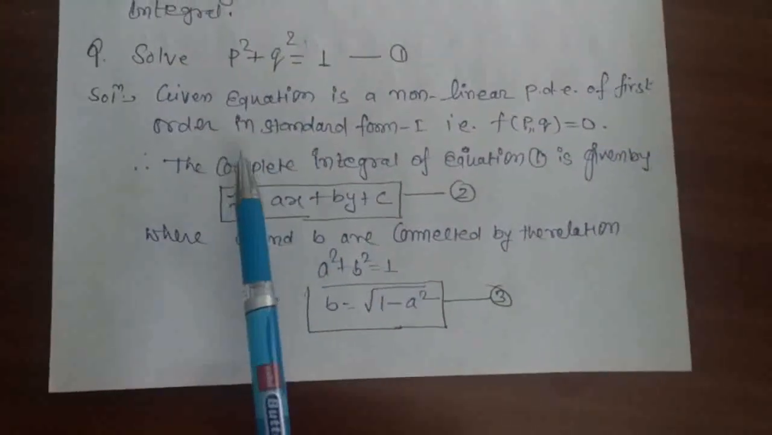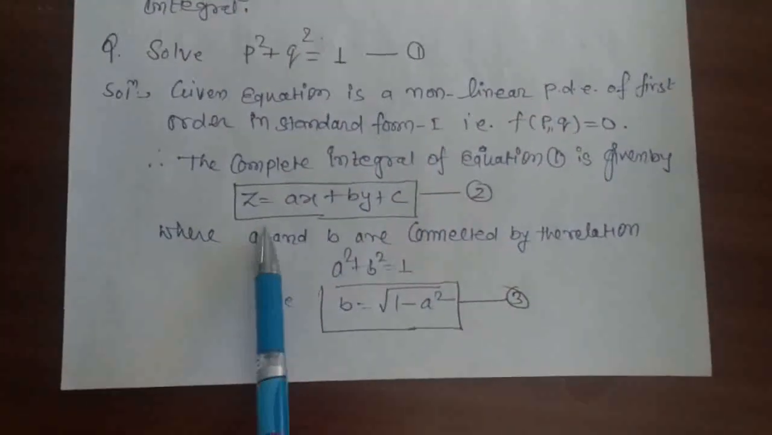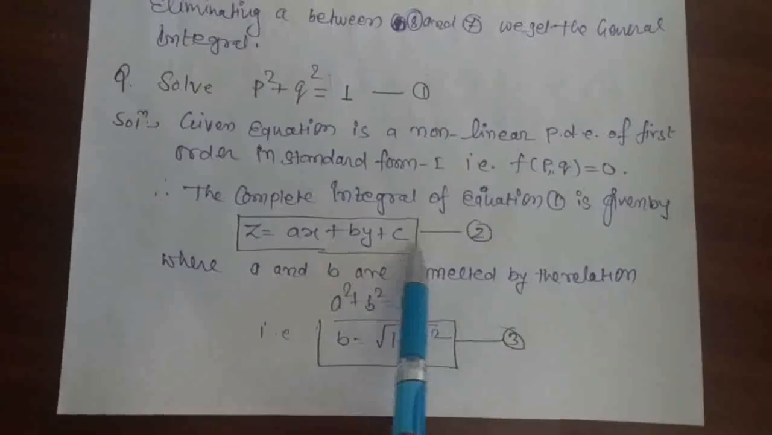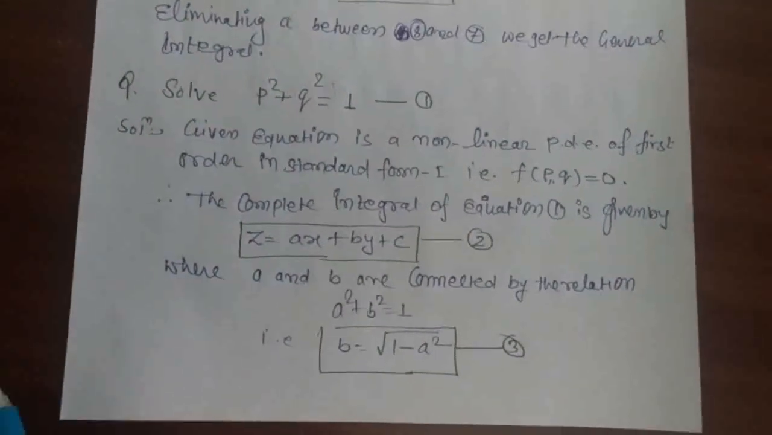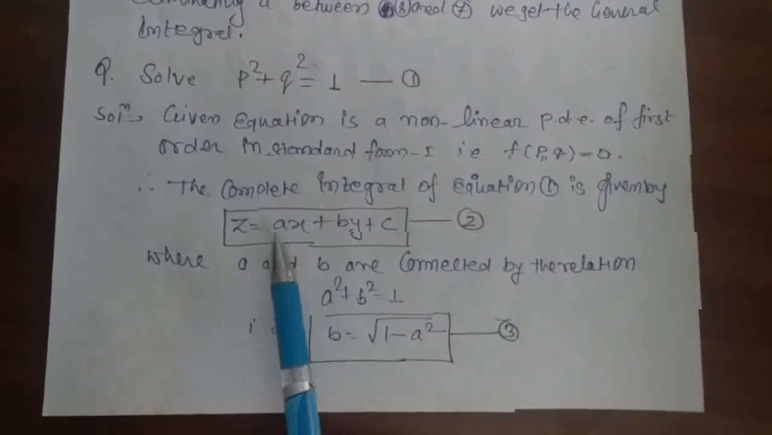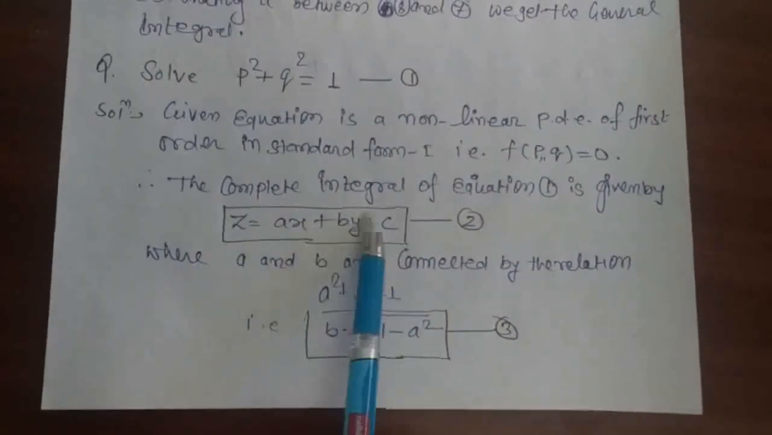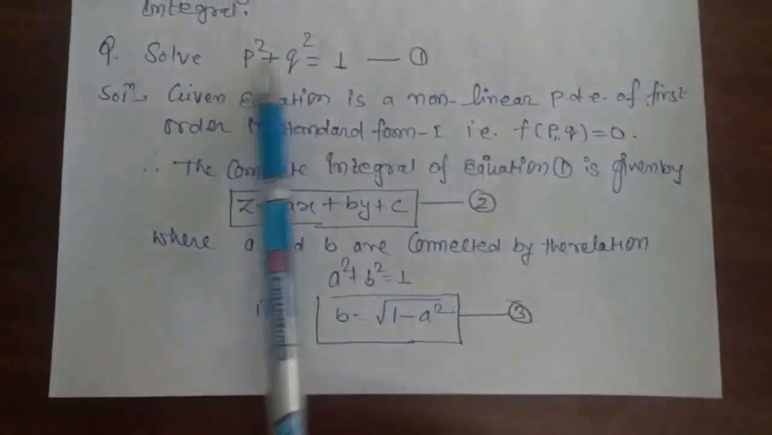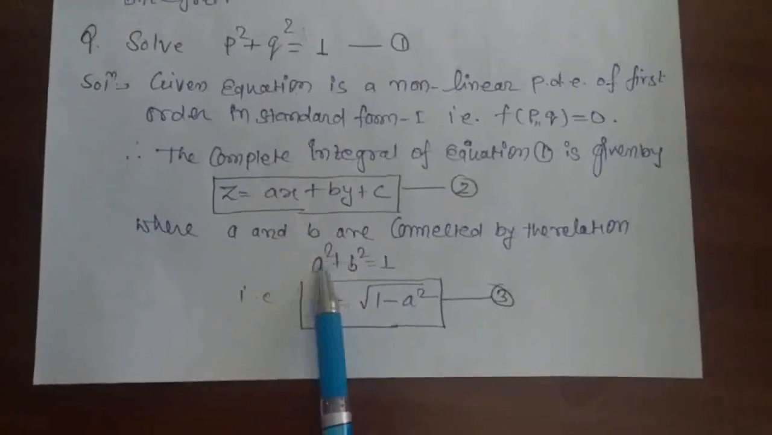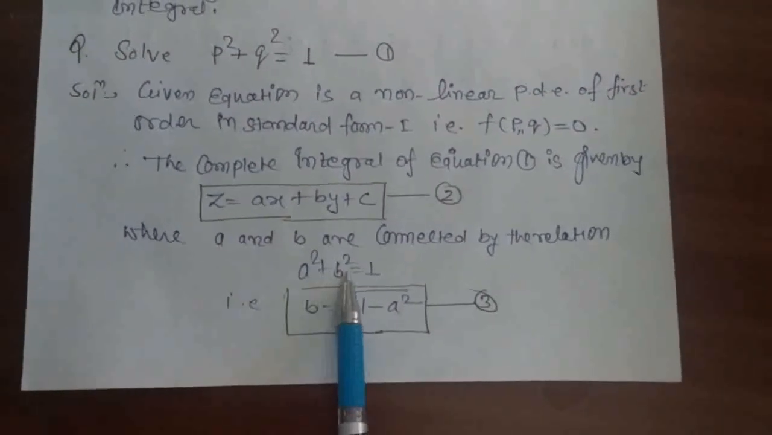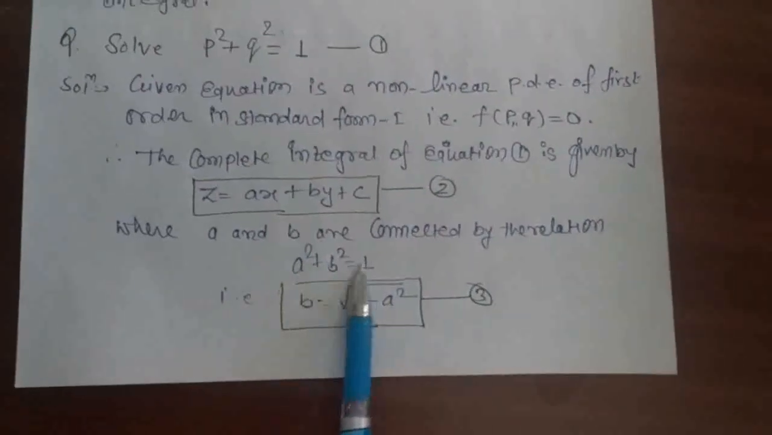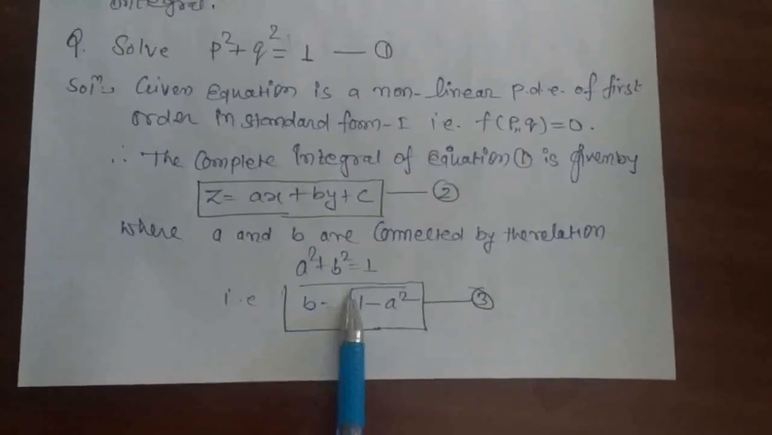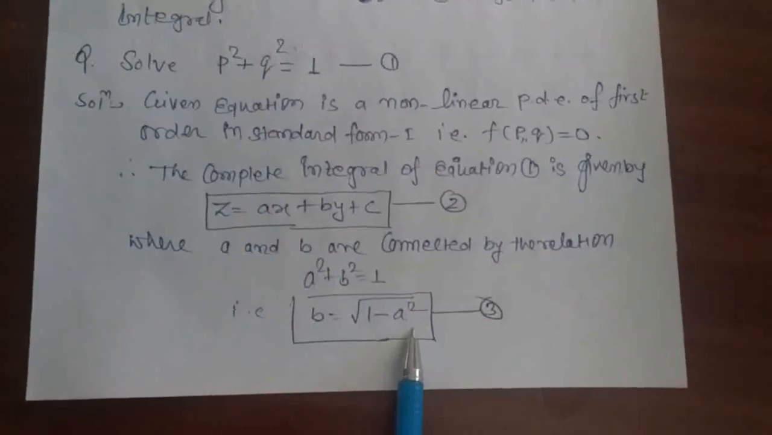and therefore the complete integral of standard form first is given by z equal to ax plus by plus c, where a, b and c are arbitrary constants, and the arbitrary constants a and b are connected by a relation, and that relation can be obtained by putting p equal to a and q equal to b in the given equation. Therefore the relation between a and b is a square plus b square equal to 1, and from this relation we find b in terms of a. So the value of b is square root of 1 minus a square.